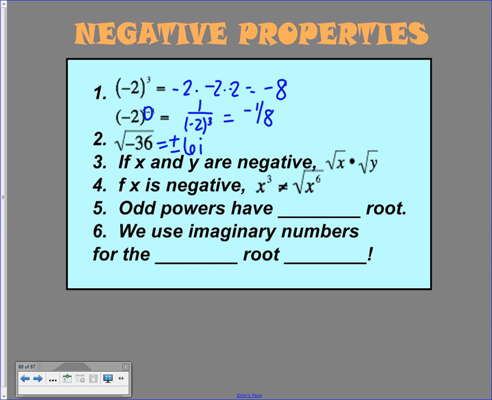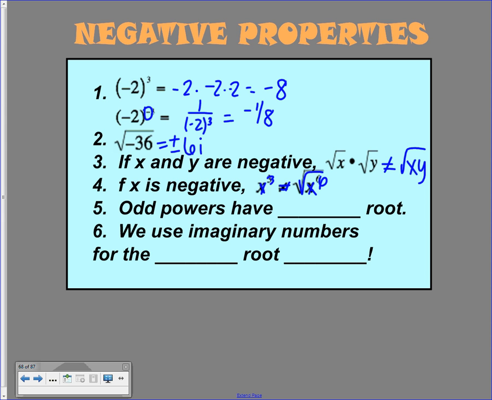Okay. Part 3, if they are negative, then you cannot use the rule where you can multiply them together. So that is not true if one of those is negative. Same thing like in number 4, x to the third is not equal to the square root of x to the 6th if one of those are negative.